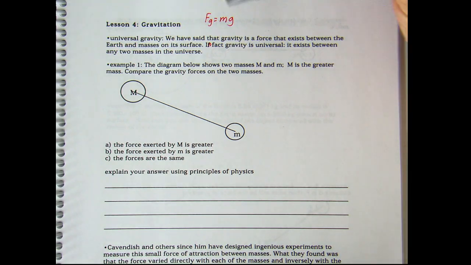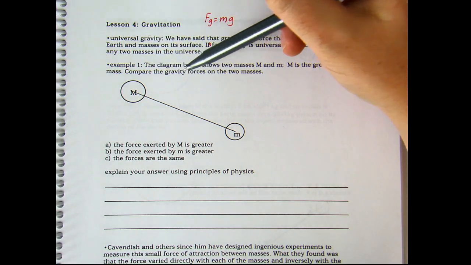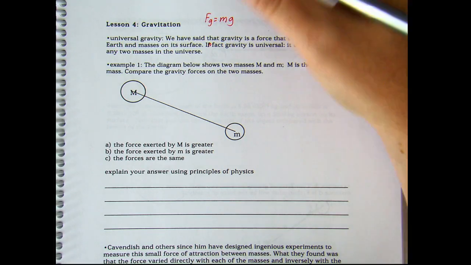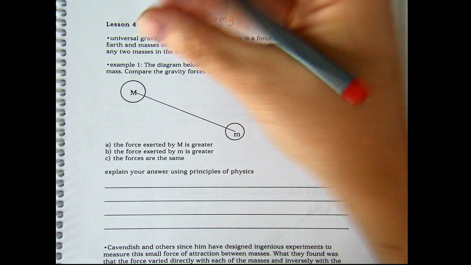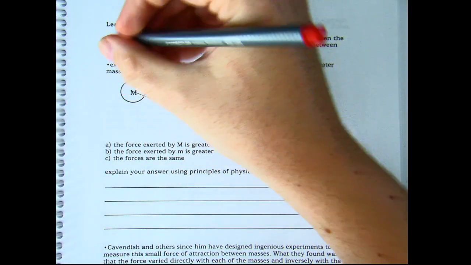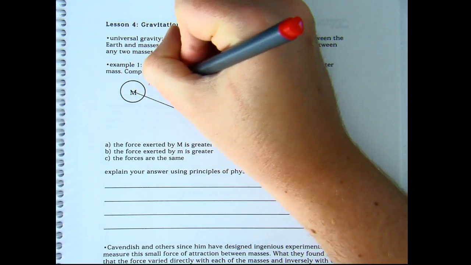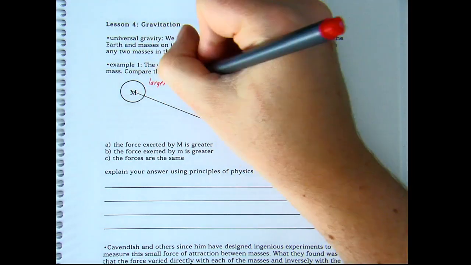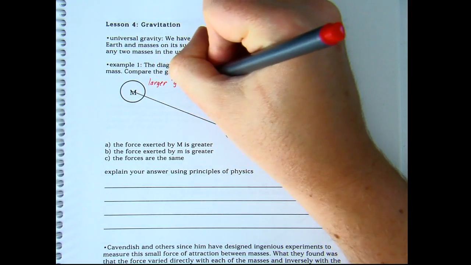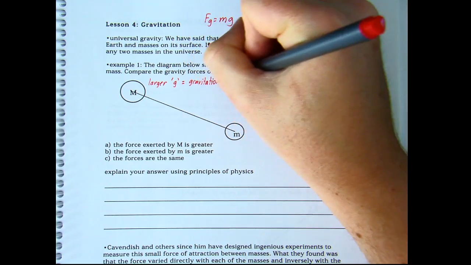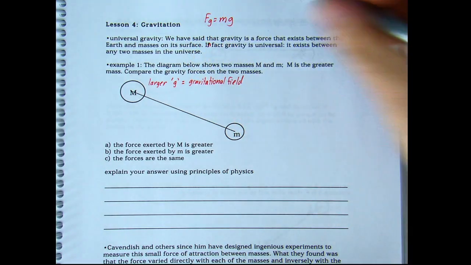So the diagram below shows two masses. We have big M and little m. Big M is the greater mass. It's capitalized. Clearly it's bigger. We want to compare the gravity forces on the two masses. Well, we have said things like, this thing has a larger mass, so this one is going to have a larger g, which we said earlier was gravitational field strength.